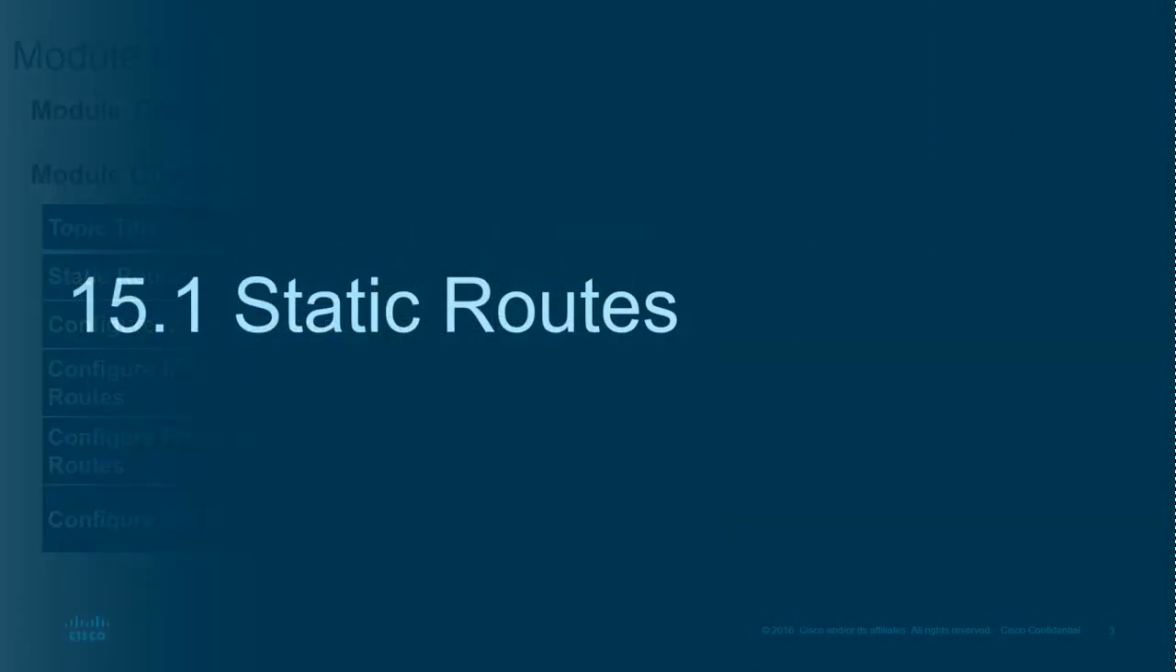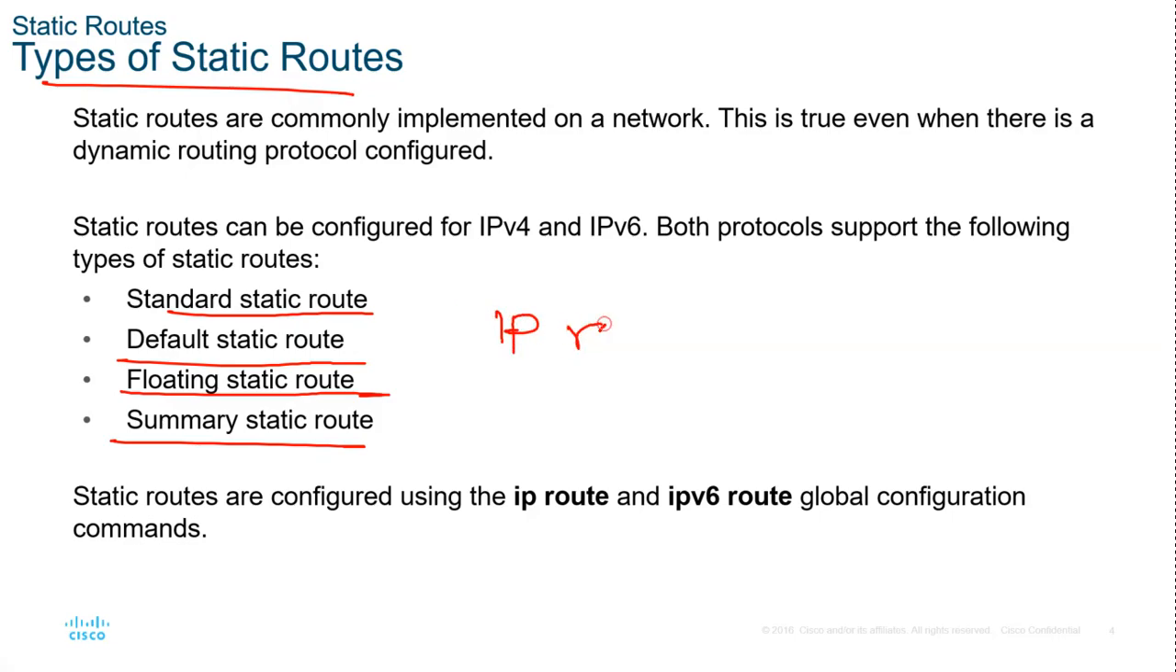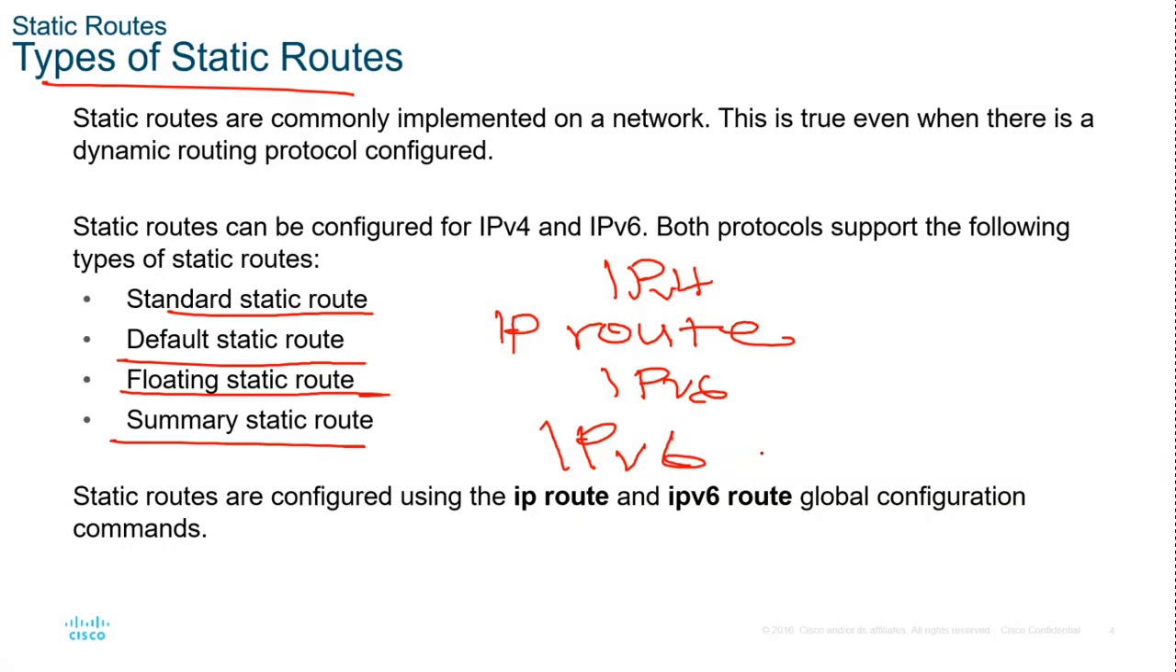host route. This was actually explained in the previous chapter, which is chapter 14. So types of static route, we have standard static route, default static route, floating, and then summary. And all these routes, if you are to configure them, we have to use the command in global configuration mode as ip route, that is for IP version 4. Then for IP version 6, it's ipv6 route.